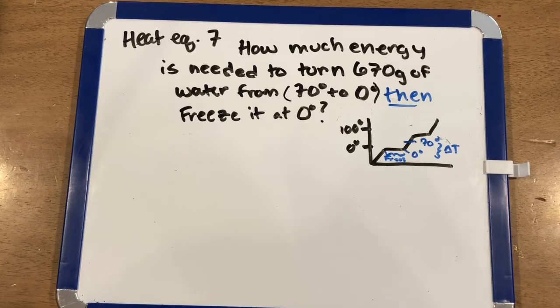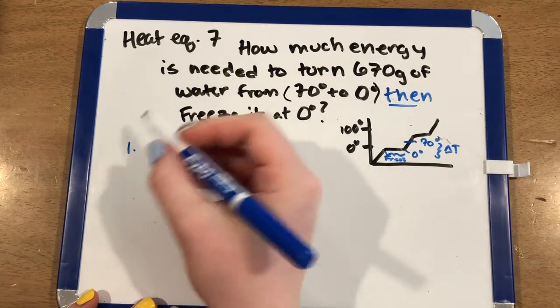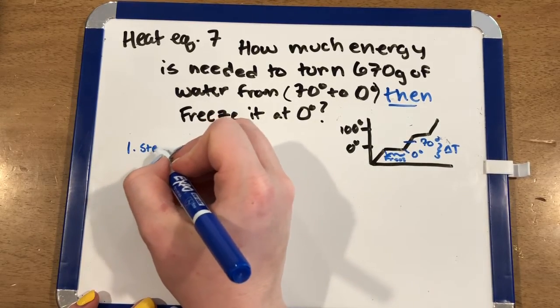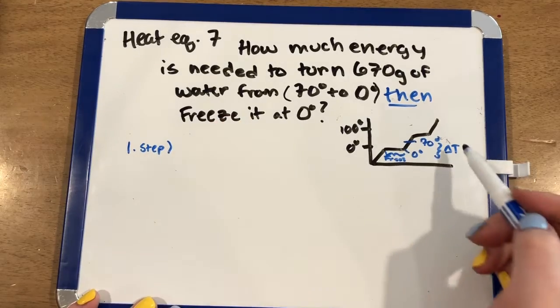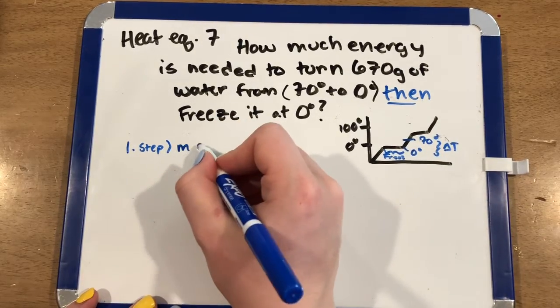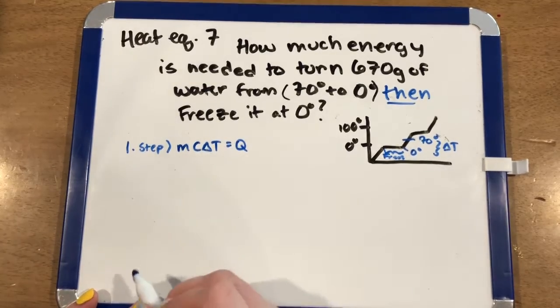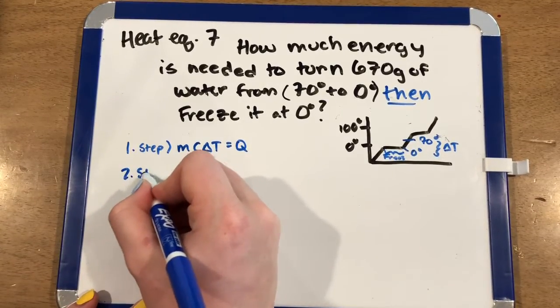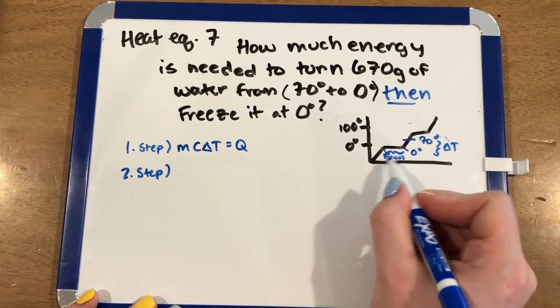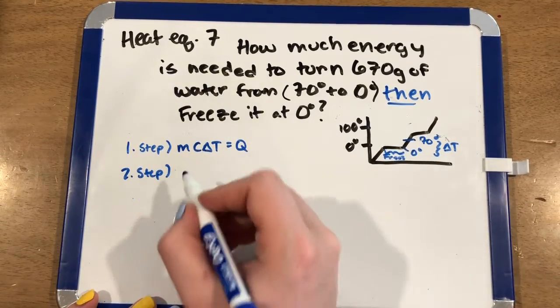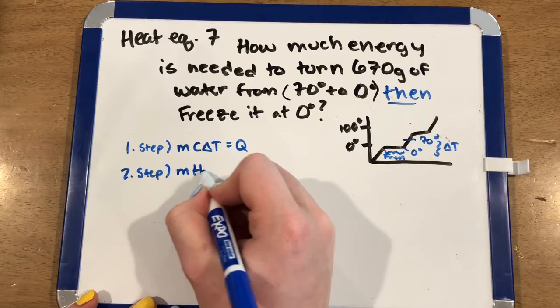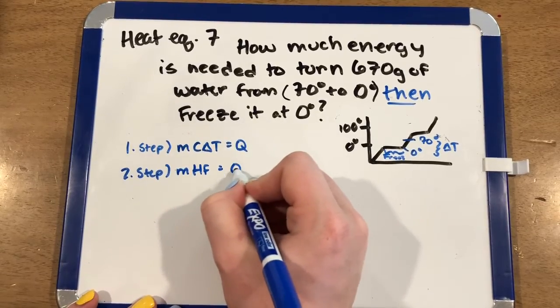So that's 2 steps. The first step, we're going to have a change in temperature, so we're going to use our MCAT equation to solve for Q. And our second step, because we're freezing it, this is where fusion happens, we're going to use the heat of fusion equation.